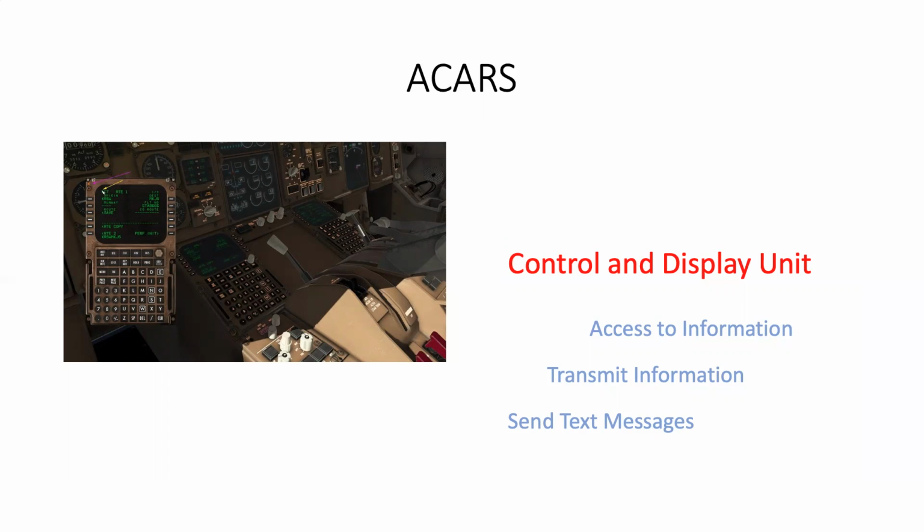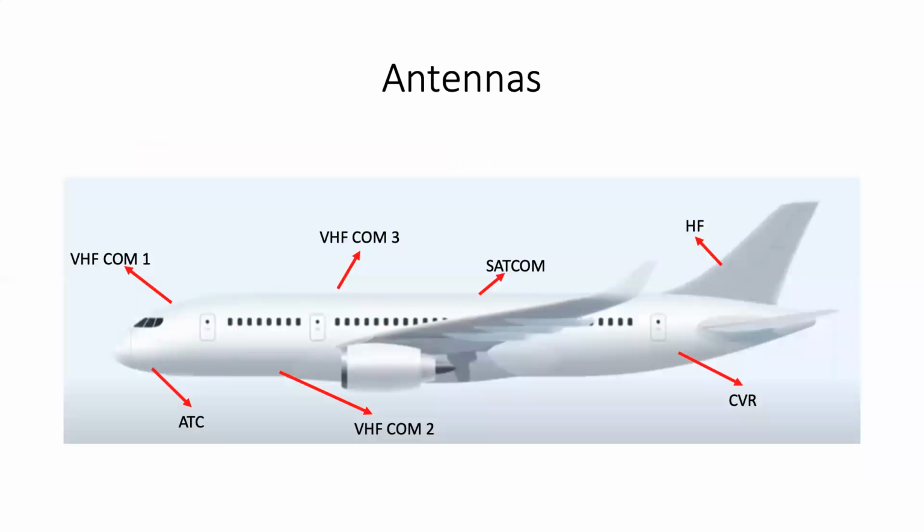For communication systems to send or receive voice or data signals, we're going to be using different antennas that are positioned on the aircraft. These antennas on the aircraft will have very high frequency communications, which is normally used for voice, and that's for VHF COM 1. VHF COM 2 is kept on standby and is used for monitoring purposes only.